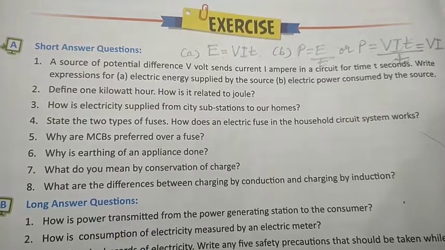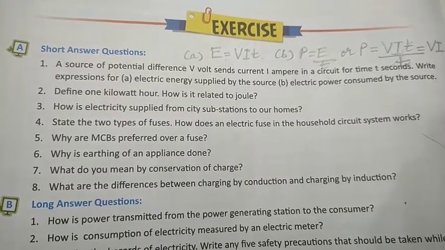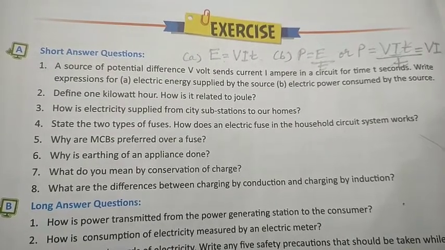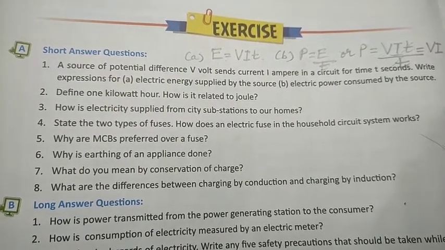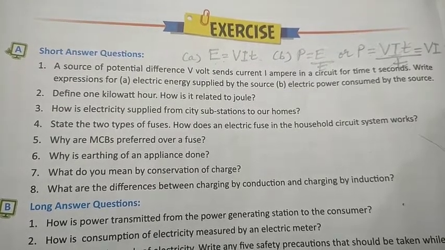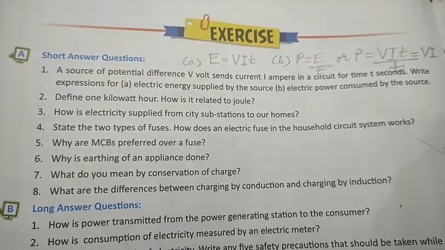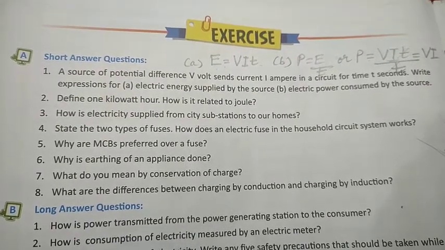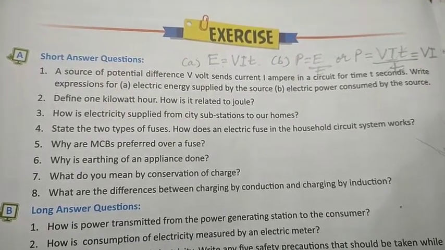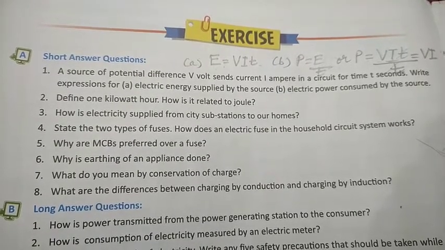Today we are going to discuss short question answers of lesson number 8, electricity. So question number 1: a source of potential difference V volt sends current I ampere in a circuit for time t seconds. Write expressions for electric energy supplied by the source and electric power consumed by the source.